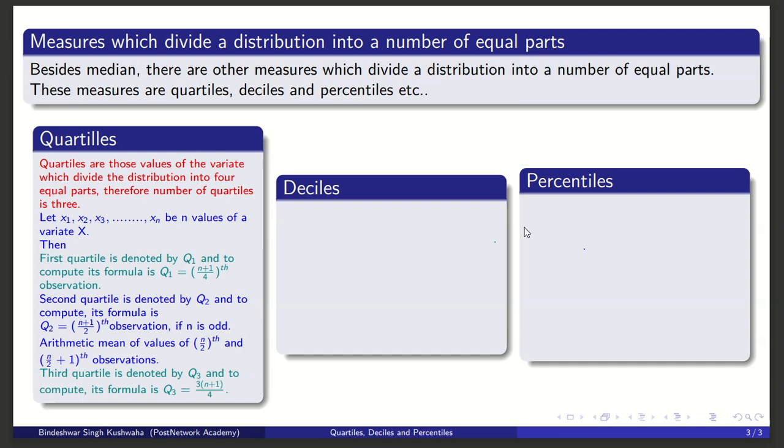Now the third quartile. In the third quartile, 75% of observations would be below Q3 and 25% of observations would be above Q3, and for the formula you just multiply 3 with the Q1 formula.